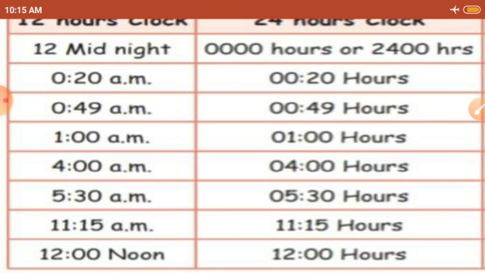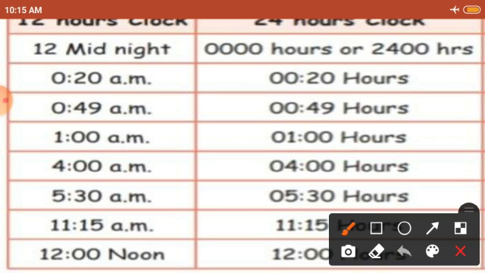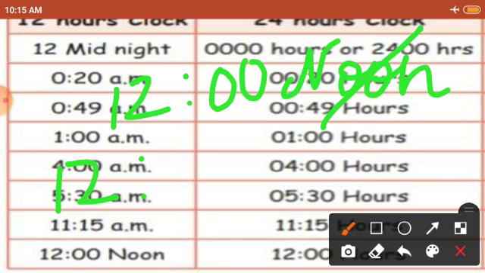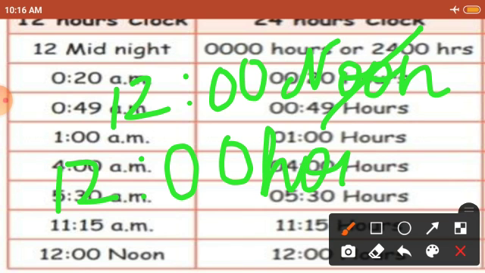Let's see the final one. It is 12 noon. See, this is 12 noon. If this happened, what will you do? Simply see this. We got 12:00, and here they are telling about noon. So if it is 12 noon, simply remove noon. And what did you get now? 12, and it already has 4 digits. So simply write 12:00. And we are converting this to 24 hours format, so you must write hours here. So what is the answer you will get? 12:00 hours, or it is 12 hours.